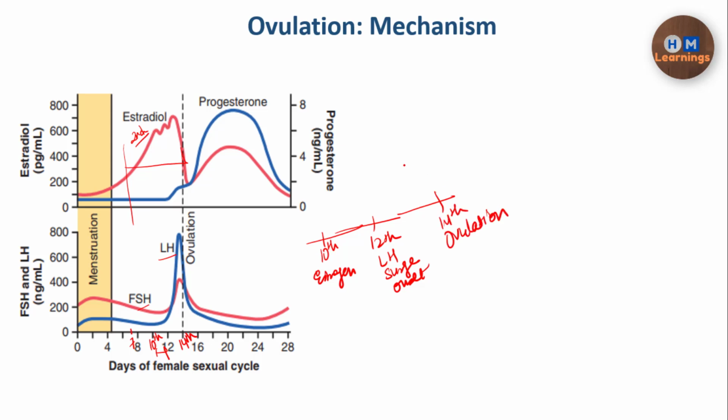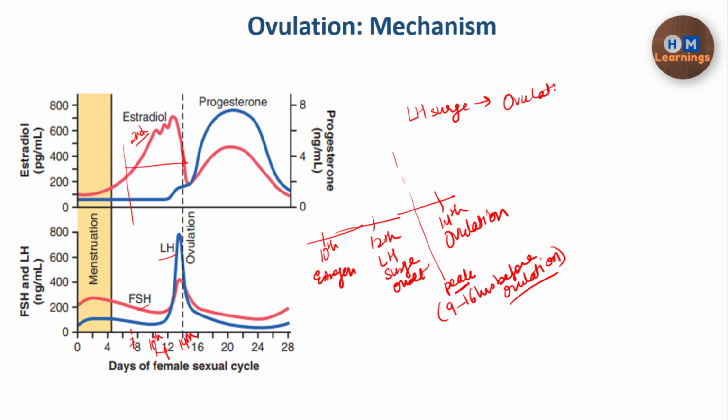So your LH surge reaches its peak level, which is around 9 to 16 hours before the ovulation. So somehow you can understand that it's the LH surge which is responsible for the phenomenon called ovulation. So what does the LH surge do? The LH surge is actually going to do two things. One is that it's going to do the ovulation, which we already know. The second thing is that it is actually causing the formation of the corpus luteum.